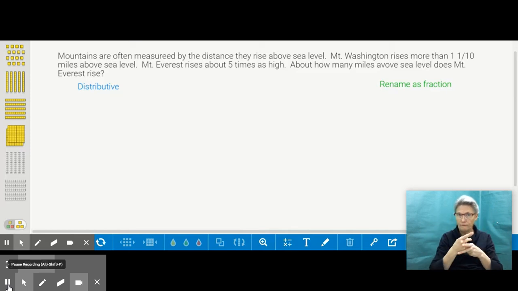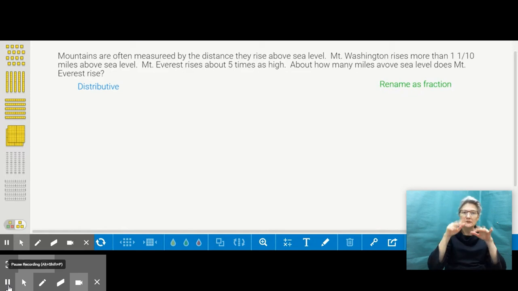The way that we do it is we have one bar that shows the amount that we know, and then we can figure out how many bars or how many times that number we're working with. So we're going to take a look at a problem here and use that bar model just as we did yesterday. So our problem says mountains are often measured by the distance they rise above sea level.